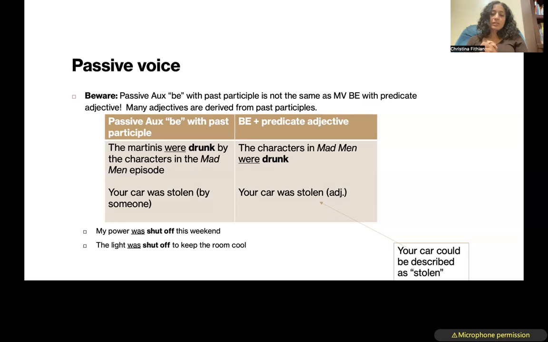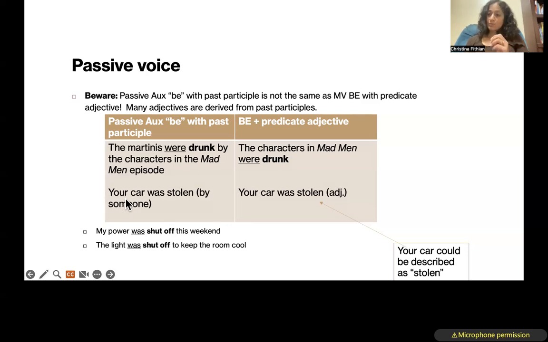So what you're seeing there is two different trees. And you can diagram these in different ways. Now, this is more noticeable when you take the exact same sentence that could either be interpreted as a passive sentence or as main verb be with a predicate adjective. Let's take this example below.